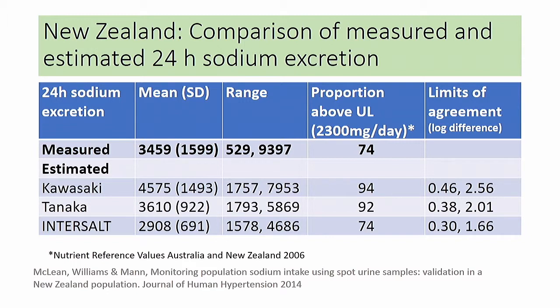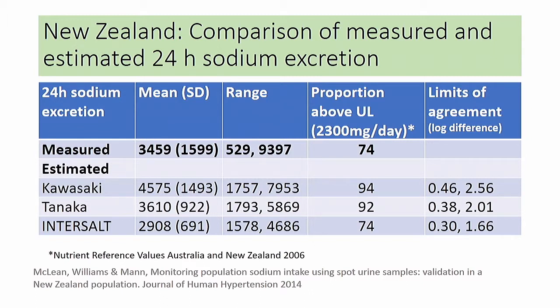And estimates using the three formulae. So the Kawasaki formula overestimated by quite a lot. Tanaka was probably the closest, and the Intersalt formula seemed to underestimate intake in this population sample. You can also see that the range is greatly reduced using the spot urine estimates, and that's a function of the regression equation. But you can see how that might limit your ability to measure the proportion above and below the suggested dietary target or the upper level.